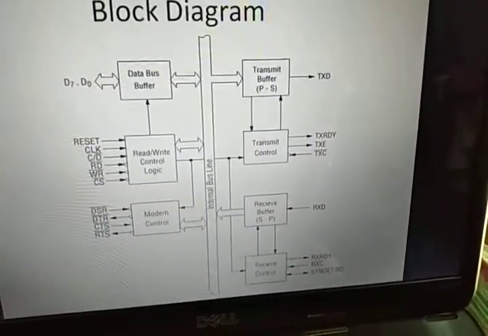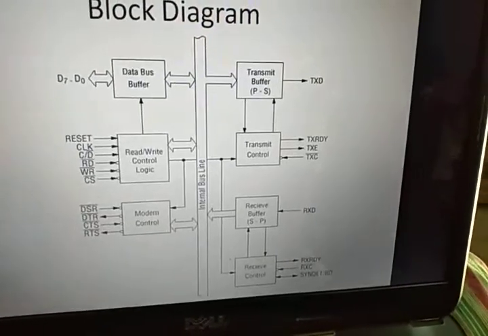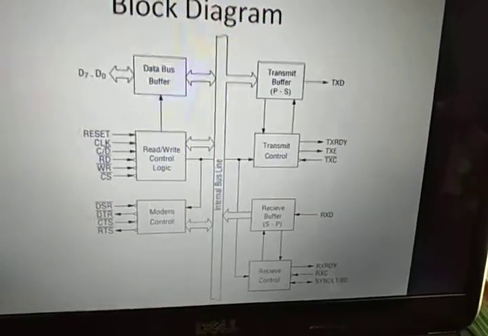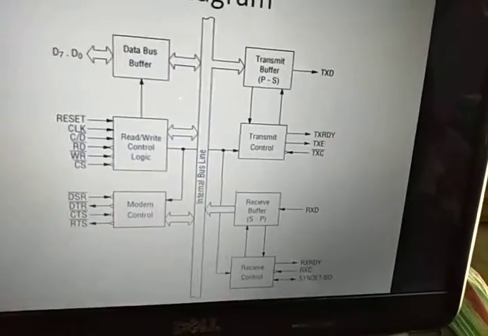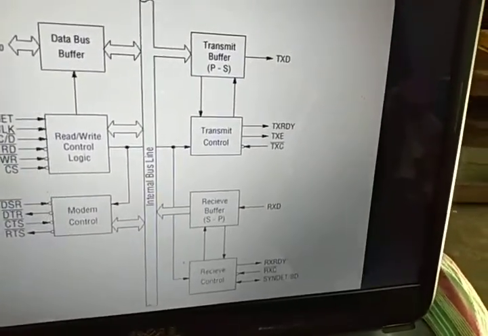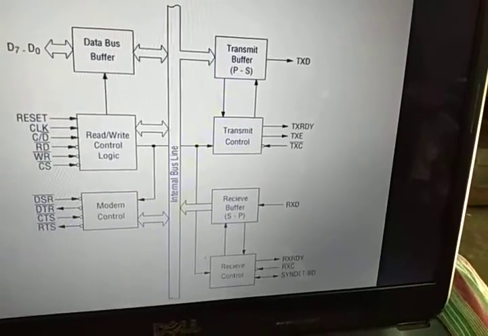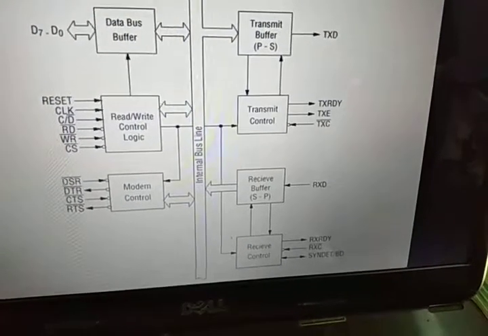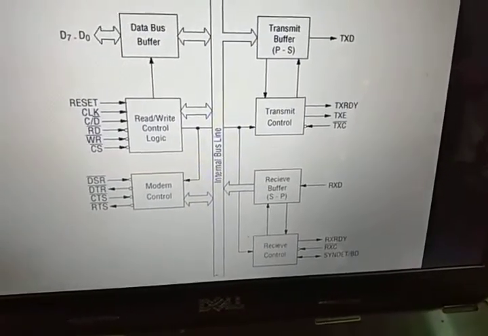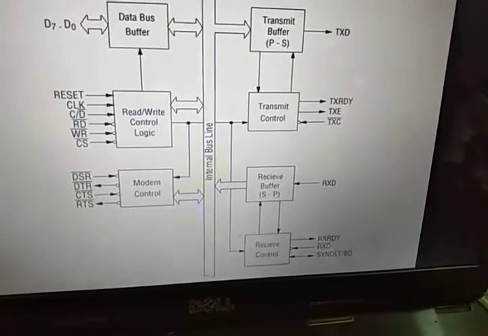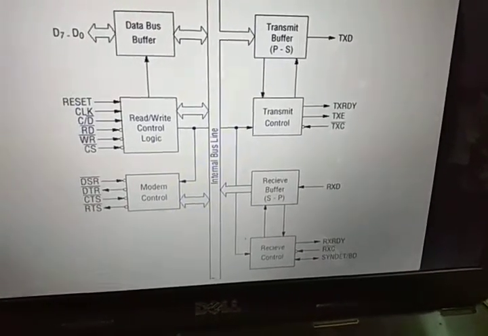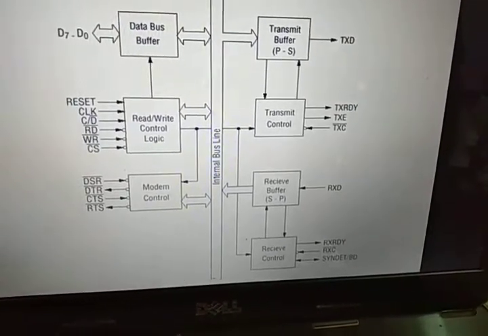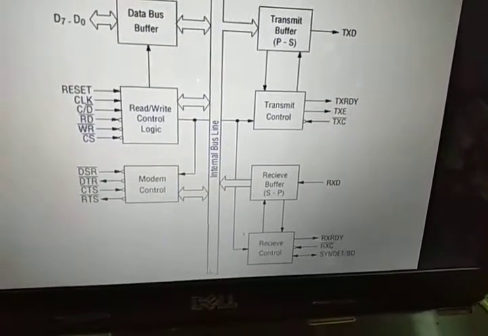Now coming to the microprocessor side, the 8 bits of data are either sent or received via the 8-bit data bus buffer, and the command is also written via the data bus buffer. This 8251 USART receives the read-write signals from the microprocessor via the read/write control logic. Here we have 6 signals: reset, clock, C/D, that means command or data, and read signal, write signal, and chip select signal.